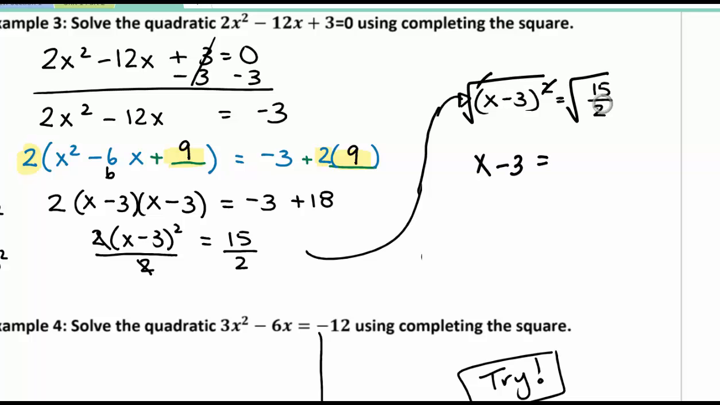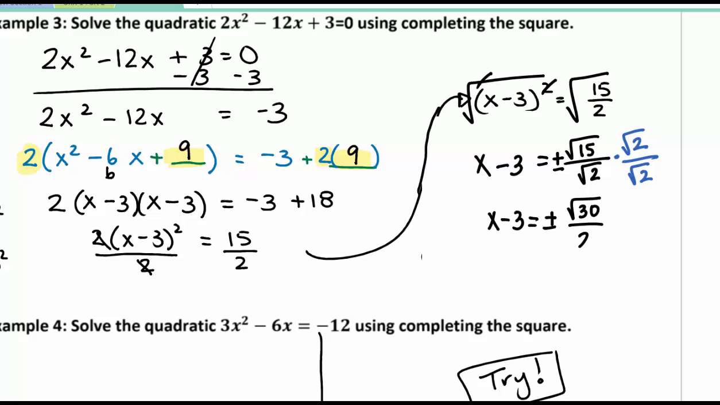And then, since you have a fraction here, that's really like saying the square root of 15 over the square root of 2. And make sure you include your plus or minus, right? Anytime you physically write down your square root, you need to have your plus or minus right away. And then I need to rationalize this because I'm not allowed to have that radical on the bottom. So I'm going to multiply top and bottom by square root 2. So I have x minus 3 equals plus or minus the square root of 15 times 2, which is 30, over 2. And we can't simplify that anymore.